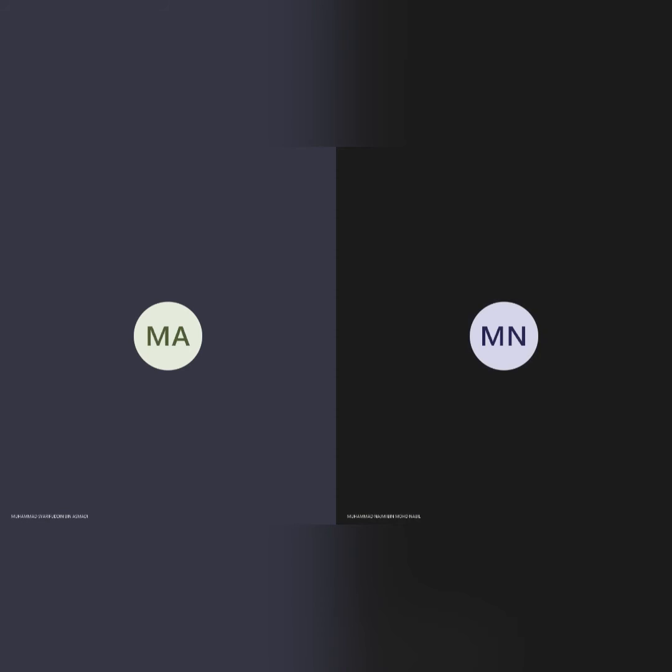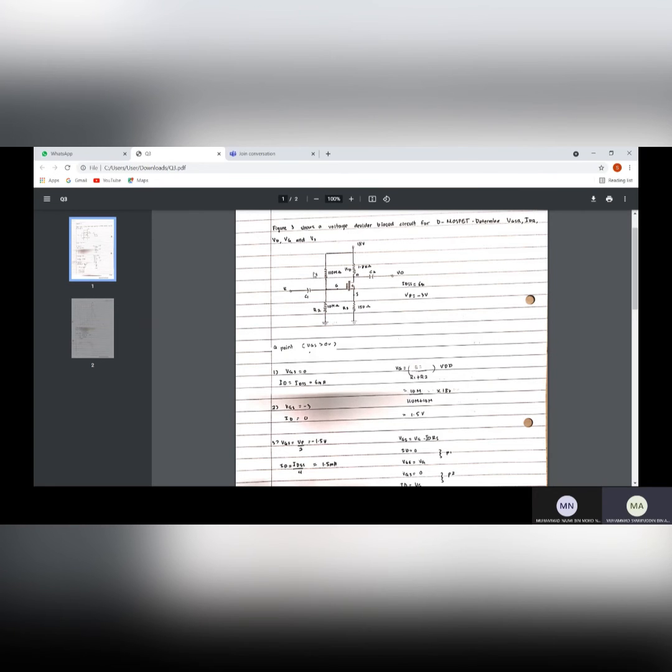My name is Muhammad Sharifuddin bin Asmadi and I'm from BEI 2/1. Okay, today I want to show the calculation about the voltage divider circuit for the MOSFET. Okay, this is the circuit that we get from question 5.